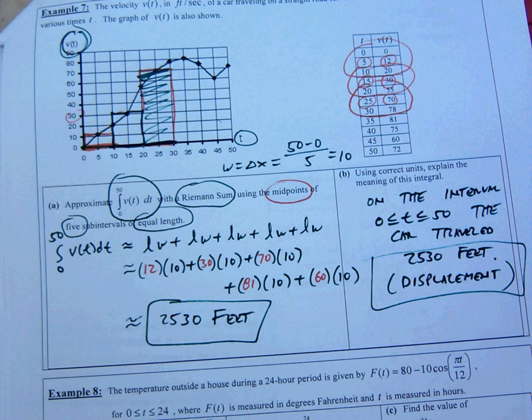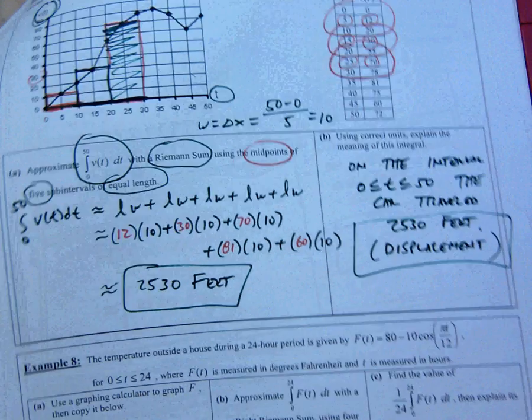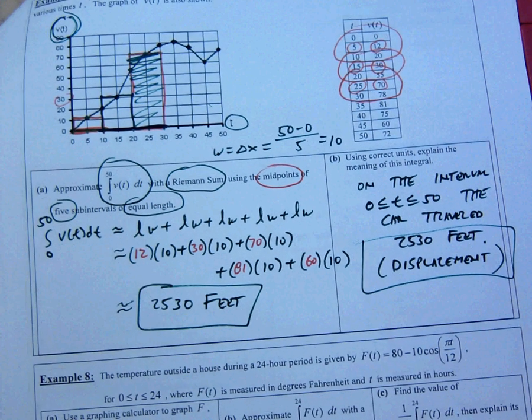And then what if you wanted to actually find distance traveled instead of displacement? What would you have to do? You'd have to take the negative area and make it positive, and then add that to the positive area. And then at that point, it would become distance traveled instead of displacement. Are you following me? Yes? But in this case, since everything's positive, displacement happens to be the same as distance traveled.